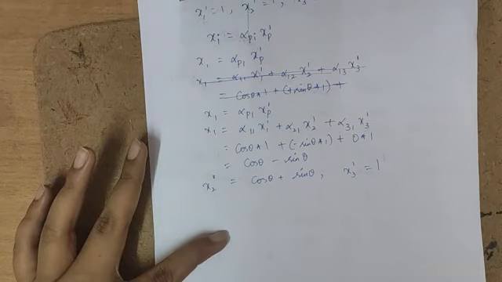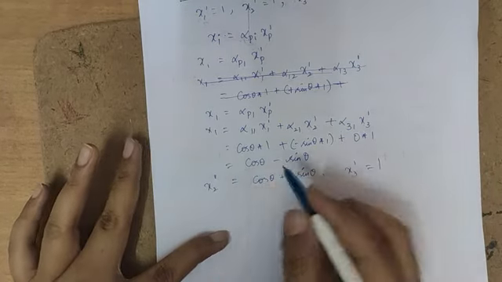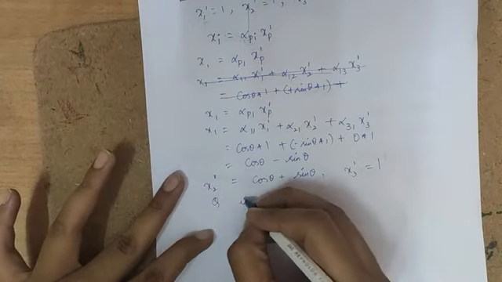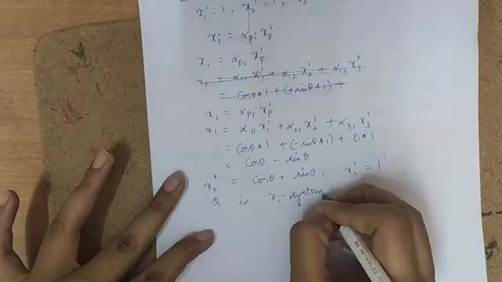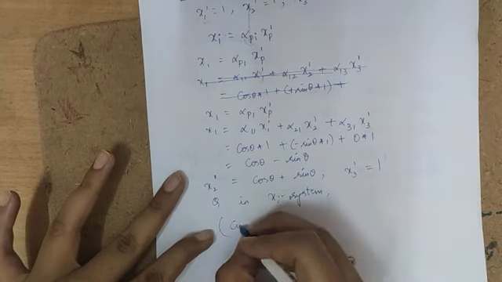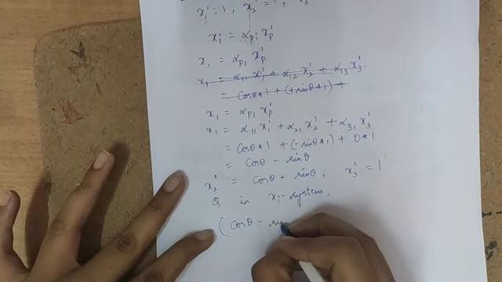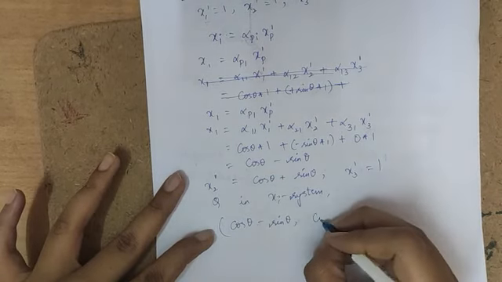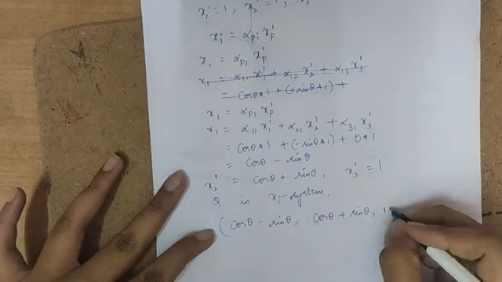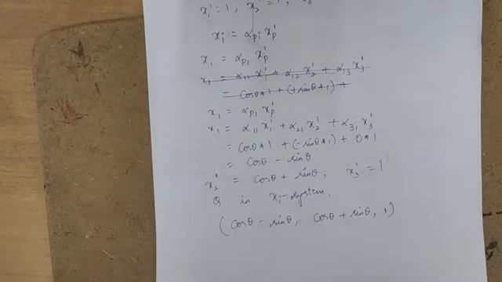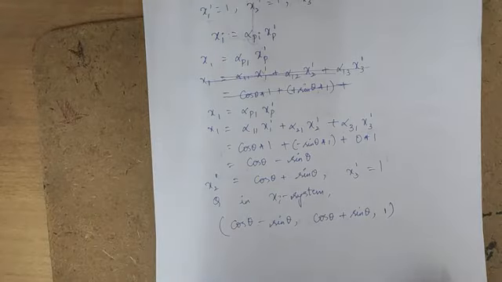So again, if we write this in coordinates, the coordinate of q in the xi system becomes cos theta minus sin theta, cos theta plus sin theta, 1. So this is the solution of the problem.